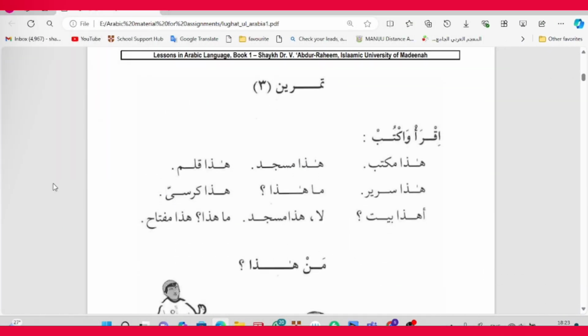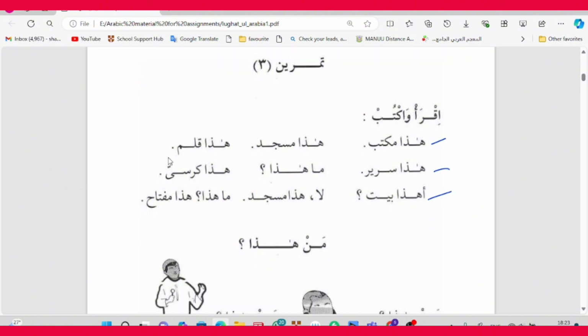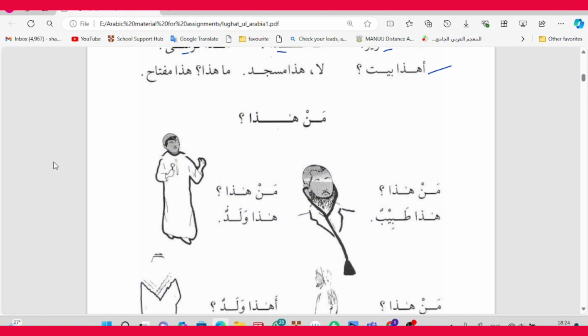Okay, so exercise number 3, iqra waktub. You will write this in your notebook, and also you will write its meaning in English. Hada maktab, this is a table or ticket. Hada masjid, this is a masjid. Hada qalam, this is a pen. Hada sarir, this is a bed. Ma hada, what is this? Hada kursiyun, this is a chair. You will write the meaning of all these sentences.